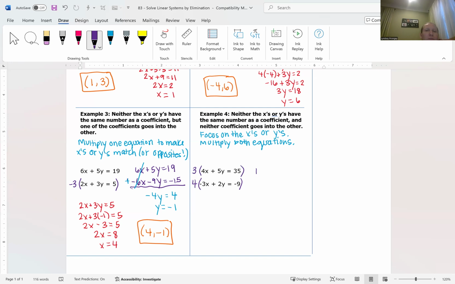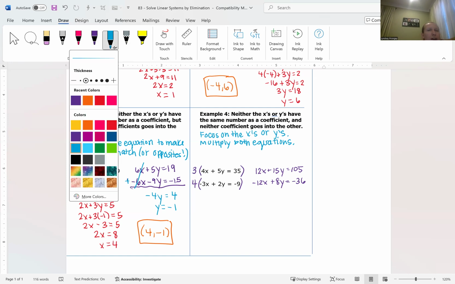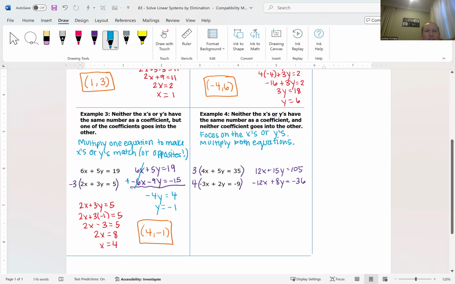So my first equation becomes 12x plus 15y equals 105. The second one becomes negative 12x plus 8y equals negative 36. Okay, when I add them together, because I have opposites here, we have our x's eliminated. We get 23y equals 69 there, y equals 3.